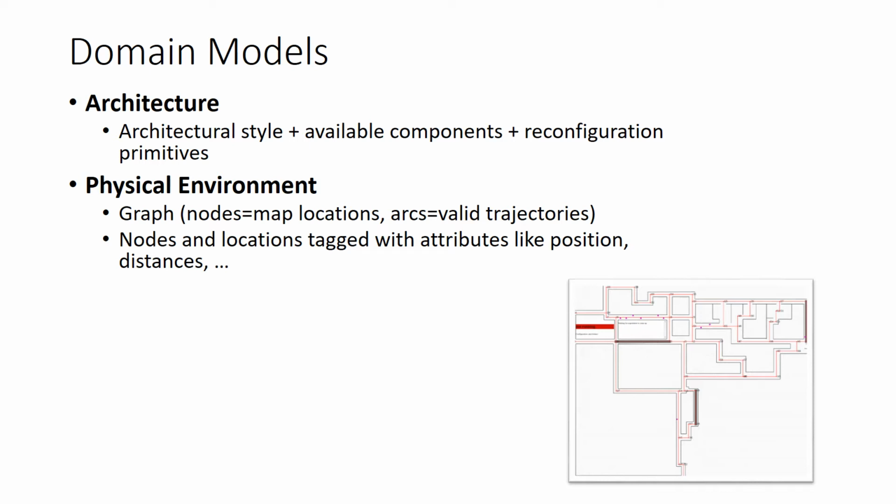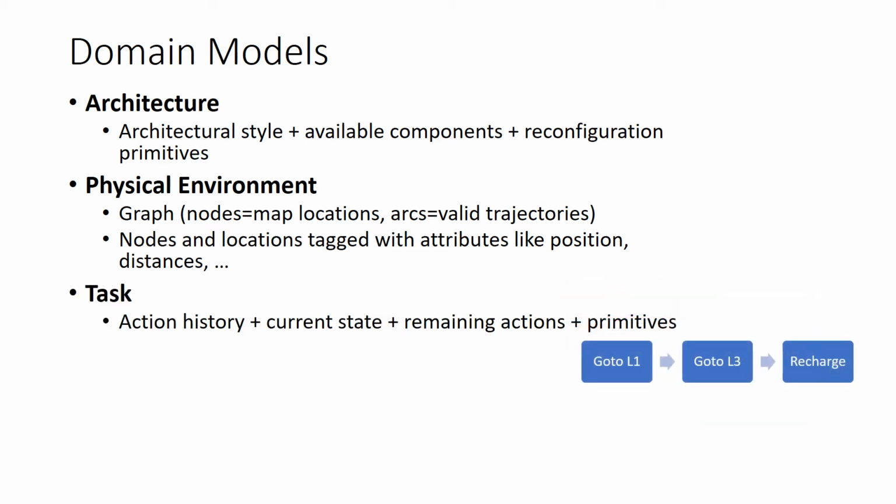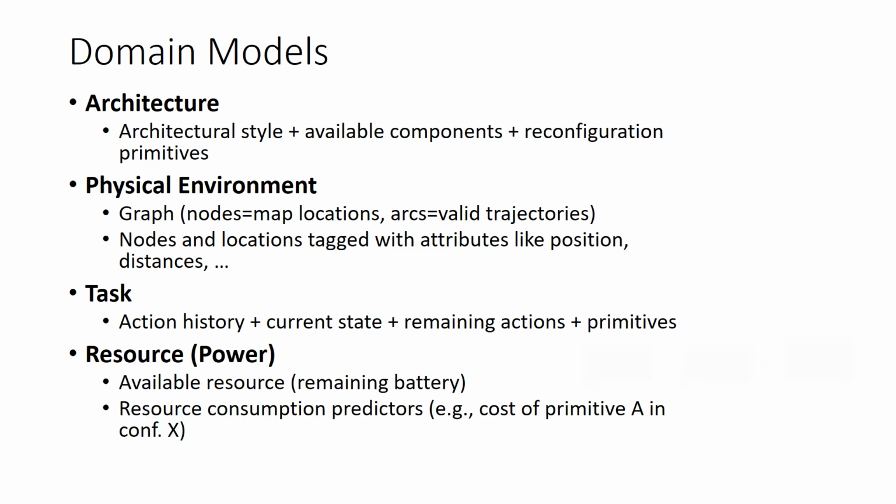These nodes and arcs are tagged with relevant attributes, such as map coordinates for locations or distances among them in the case of arcs. The task model contains a summary of the current state of the mission's execution, as well as the set of primitive actions available for the robot to execute. Finally, the resource model, which corresponds to power in our robotics scenario, can be used to query the remaining amount of energy in the battery, as well as to predict the amount of energy required to execute a robot primitive in a given configuration.